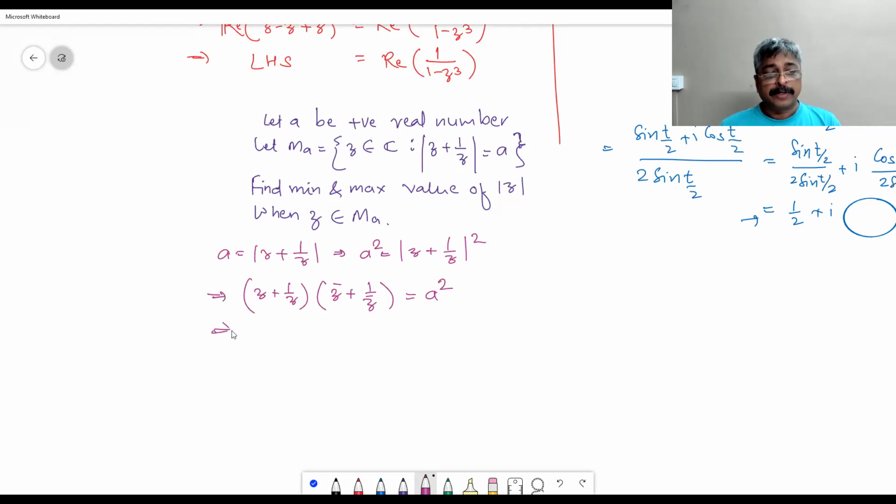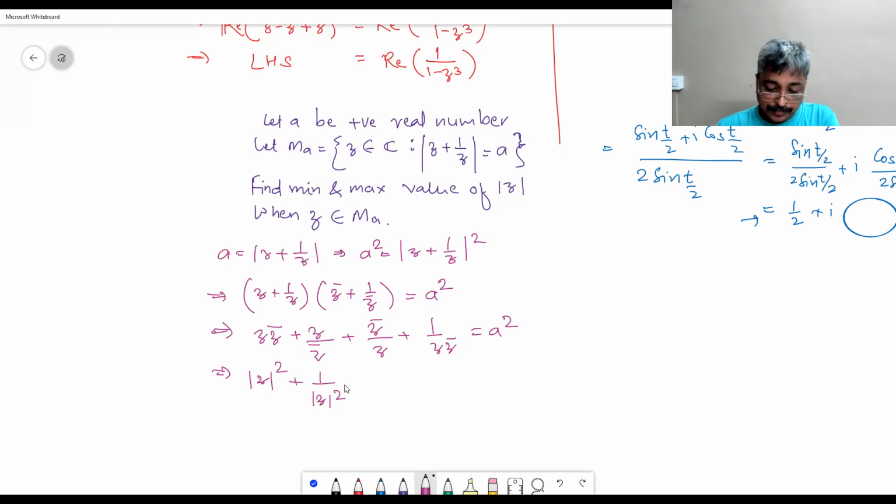And then we start simplifying. z z bar plus z upon z bar plus z bar upon z plus 1 upon z z bar is equal to A square. This is equal to mod z square plus 1 upon mod z square, and now suppose I multiply this by z, I get mod z square in the denominator, and z square by mod z square in the denominator plus z bar square upon mod z square. I have taken care of all four and it is equal to this.